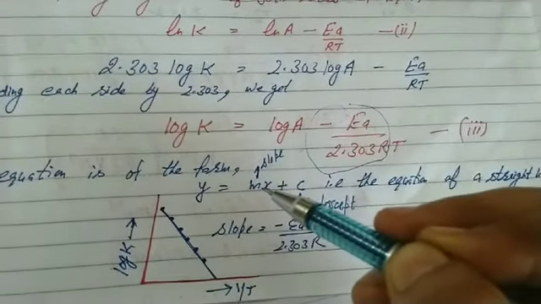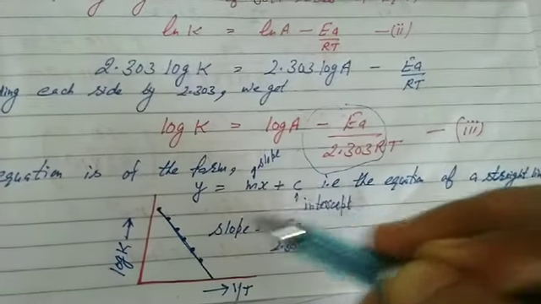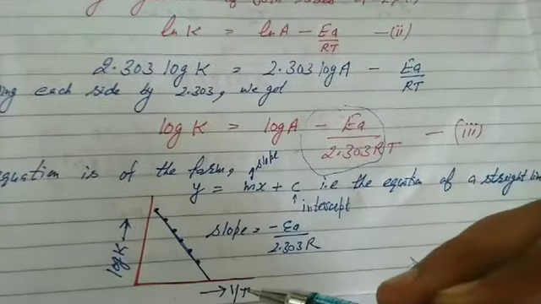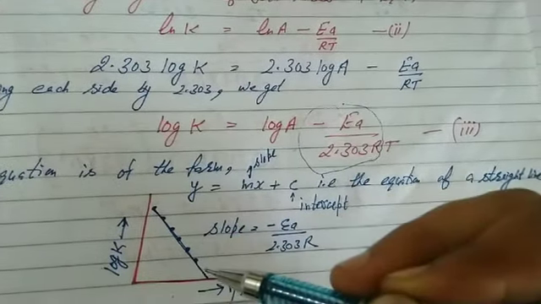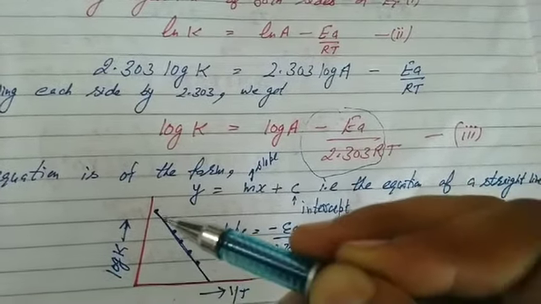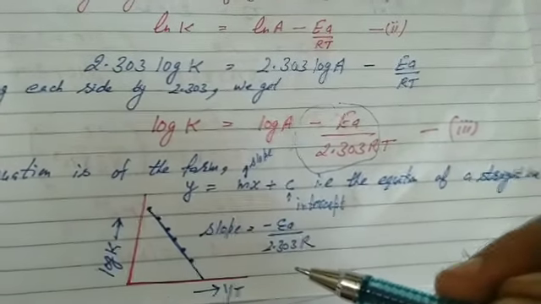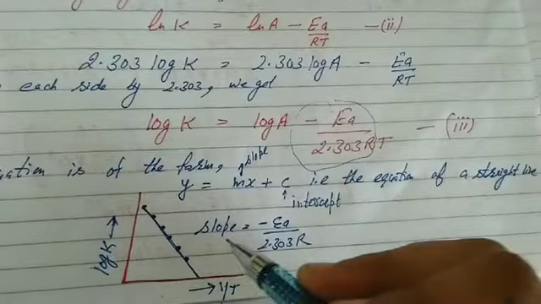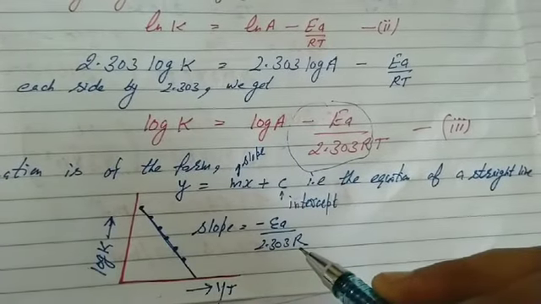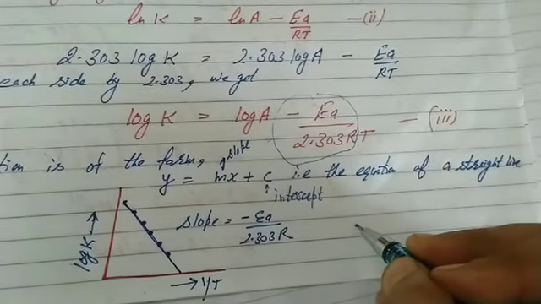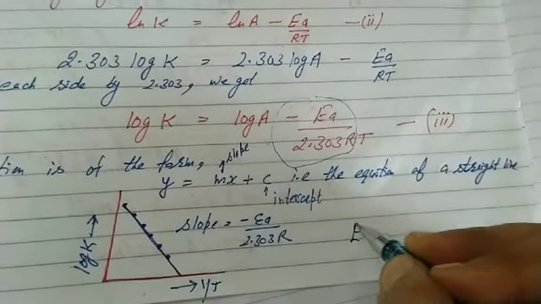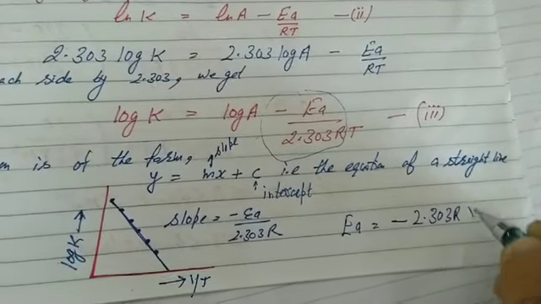Equation of straight line: y equal to mx plus c. On plotting log k versus 1 by T, if a straight line is obtained, the validity of the equation is verified. The slope of the line is equal to this one. Students, by knowing the value of slope and the gas constant, activation energy can be calculated as Ea is equal to minus 2.303 R into slope.